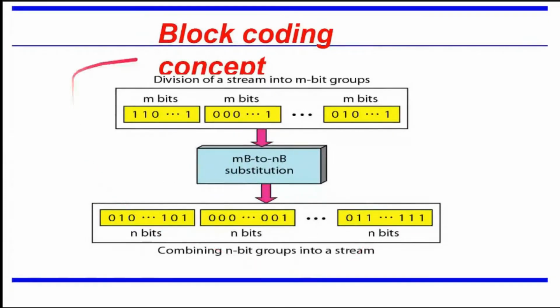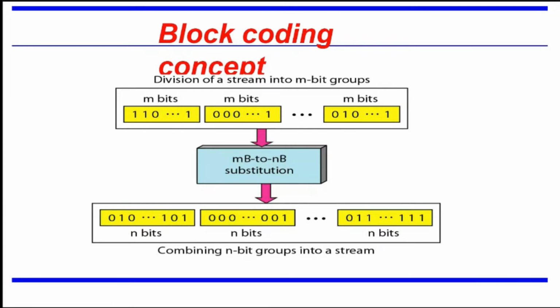So see here, this is the block coding concept. The division of the stream into M bit groups. This is the original data. The original data is converted into zeros and ones, and that is divided into several groups, for example 1001, 101. So M1, M2, M3, M4, till the entire message is converted into a bit stream, and that bit stream is converted into groups of M bits. That is the first step.